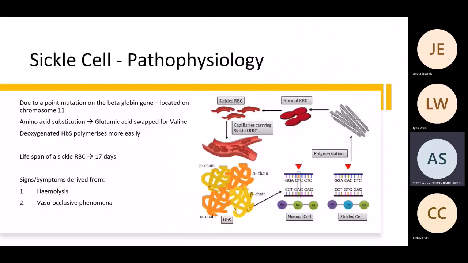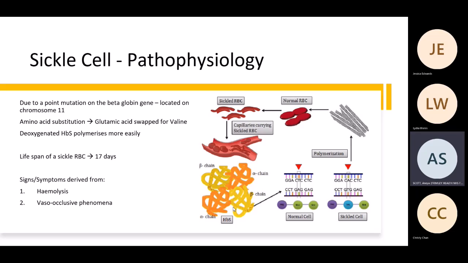So moving on to sickle cell. Sickle cell happens because of a point mutation in the beta globin gene, which is located on chromosome 11. What that mutation does is it causes an amino acid substitution. A glutamic acid on the globin chain is swapped for a valine, which seems like a very small issue.